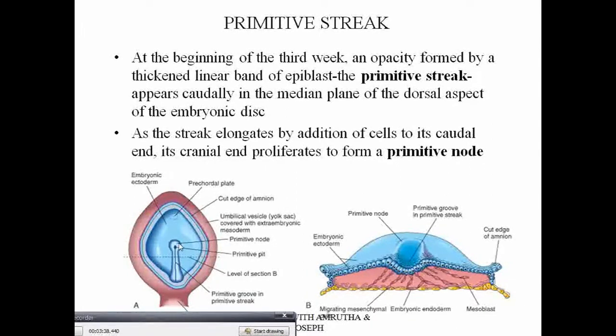As the streak elongates, you are going to get some elevations there. That is called the primitive streak. Now this streak elongates by adding cells to its caudal end. Its cranial end proliferates to form the primitive node.